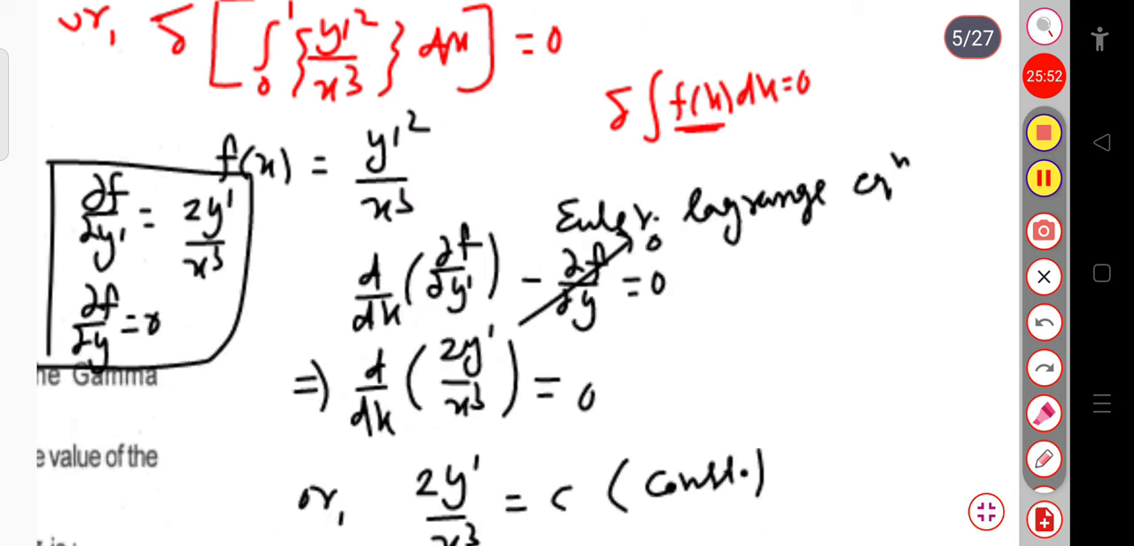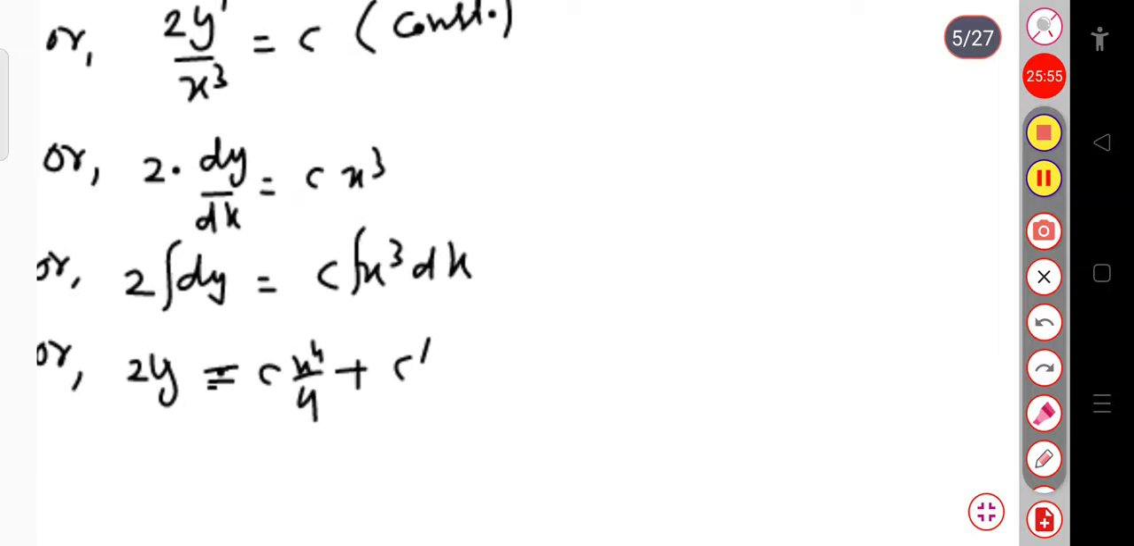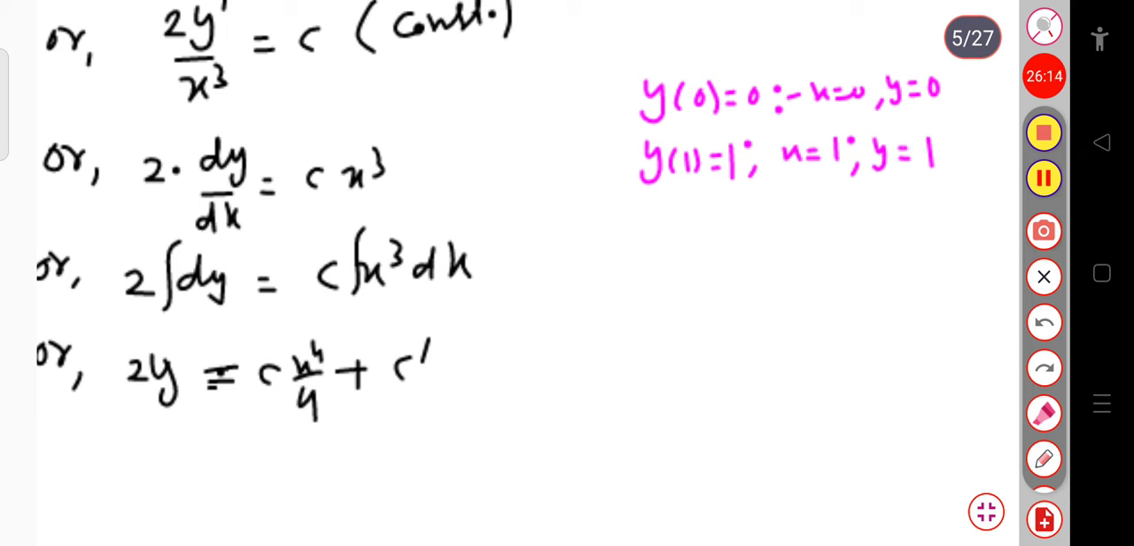Now let us take the boundary conditions: y(0) = 0 and y(1) = 1. That is, when x equals 0, y is 0, and when x equals 1, y equals 1. First for x equals 0, y equals 0, if I put this in this equation, suppose equation number 1, then 2 into 0 is 0, c into 0 is 0, it means c′ equals 0.